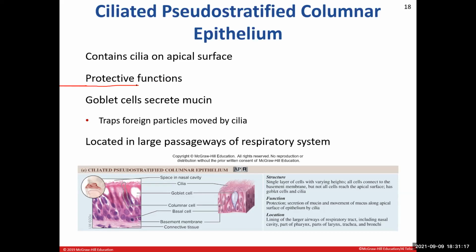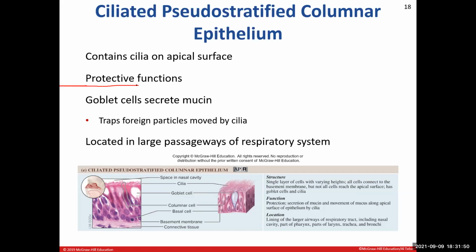First, we're going to find it in the large passageways of the respiratory system. So pretty much the upper respiratory tract is going to be lined with the ciliated pseudostratified columnar epithelium. Your nasal cavity, all over the place. Part of the pharynx, part of your voice box or the larynx. And then even where the trachea bifurcates and splits off, it's going to line the bronchi. So that's going to be your larger passageways for the respiratory system.